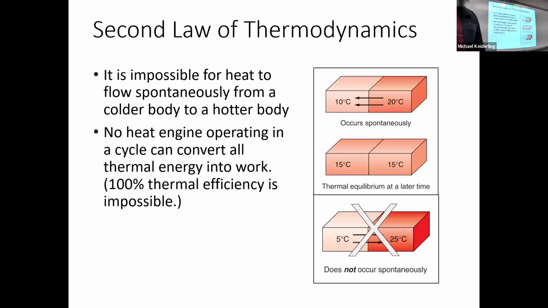The second law of thermodynamics says it's impossible for heat to flow spontaneously from a colder body to a hotter body. And this is actually defined in that no heat engine operating in a cycle can be perfectly efficient. It can't convert all thermal energy into work. So 100% thermal efficiency is impossible. You can always convert 100% of work to heat. That's easy. But the other way around, heat to work, is impossible. 100% thermal efficiency is impossible.